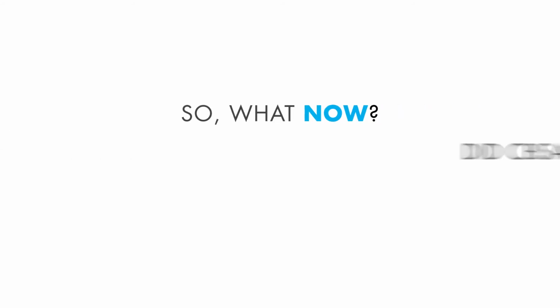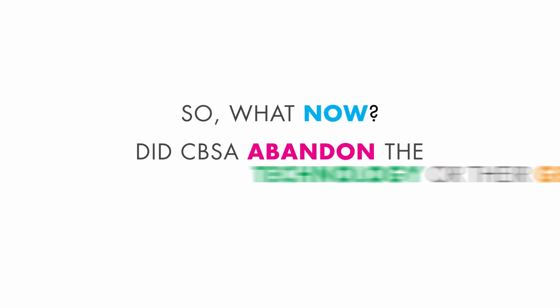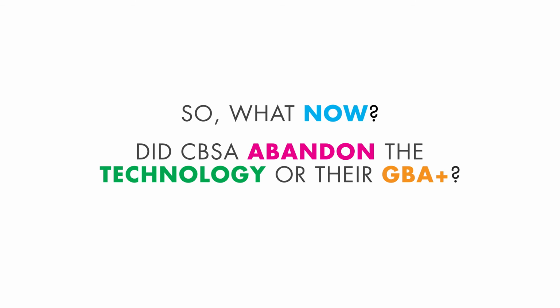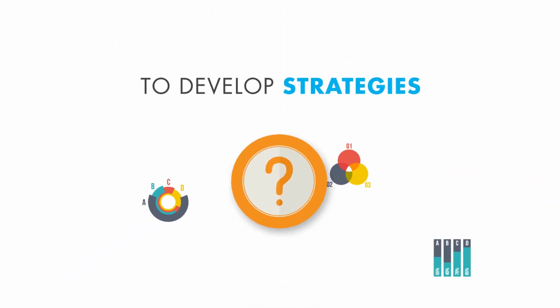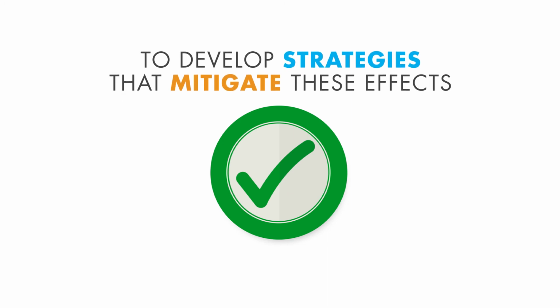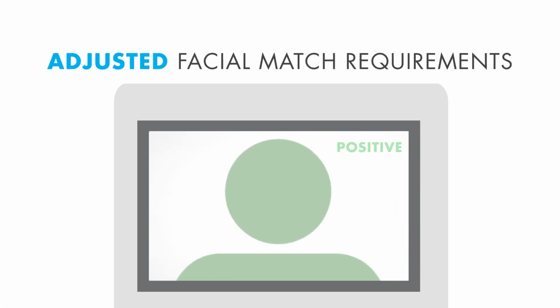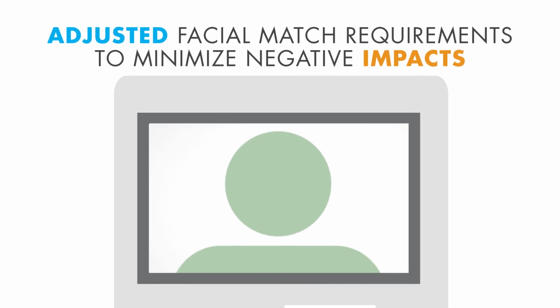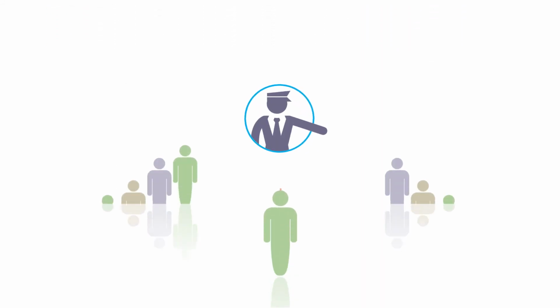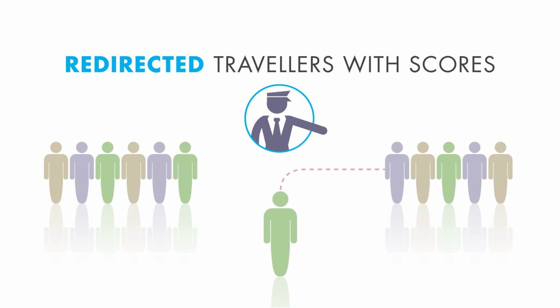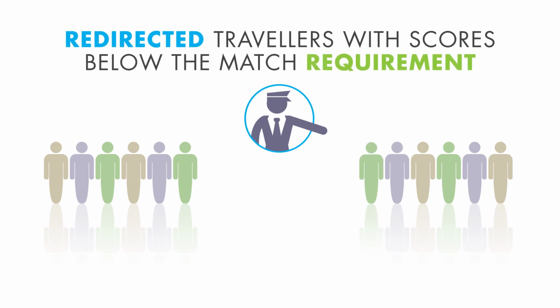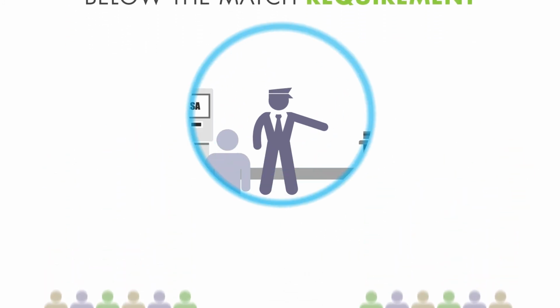So what now? Did CBSA abandon the technology or their GBA Plus? No, instead, they used this information to develop strategies that mitigate these effects. On the technology side, they adjusted facial match requirements to minimize negative impacts on different groups. From an operations standpoint, they redirected travelers with scores below the match requirement to another area to undergo a visual inspection.